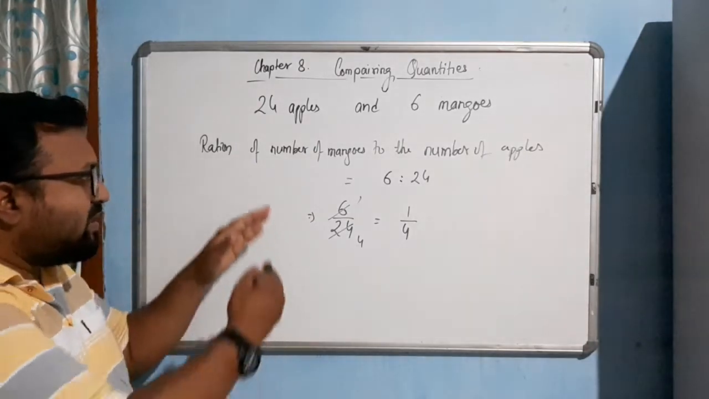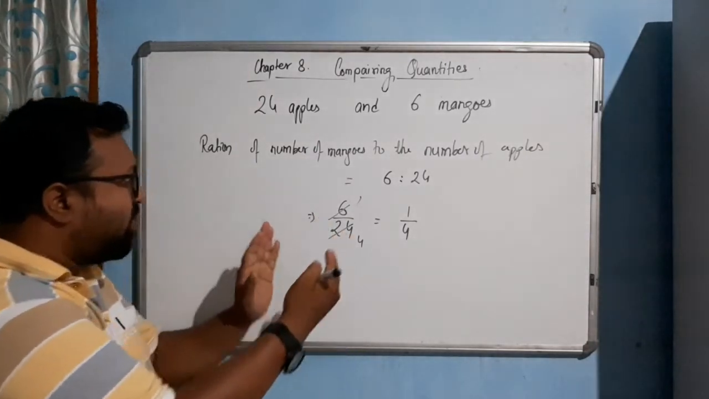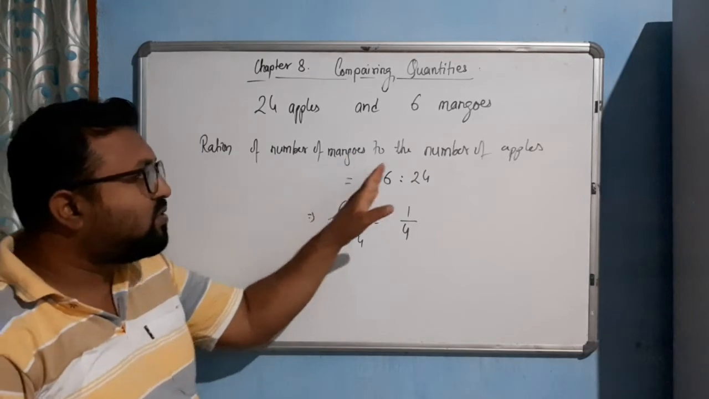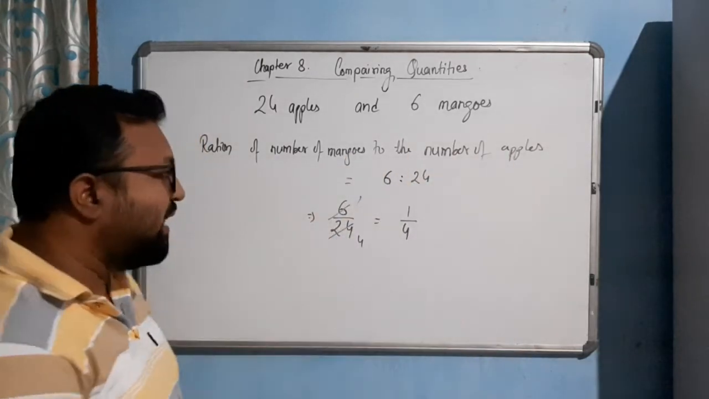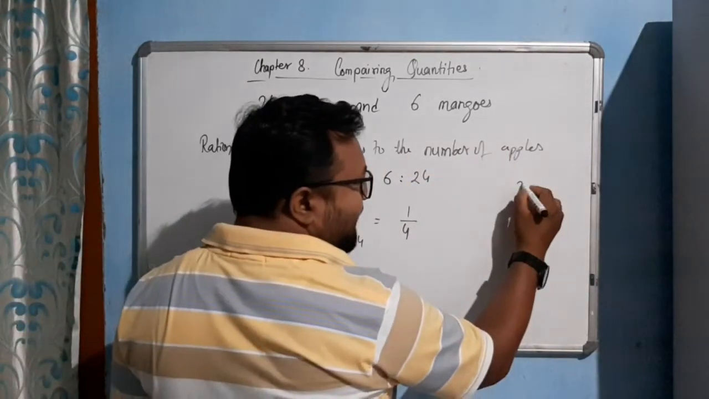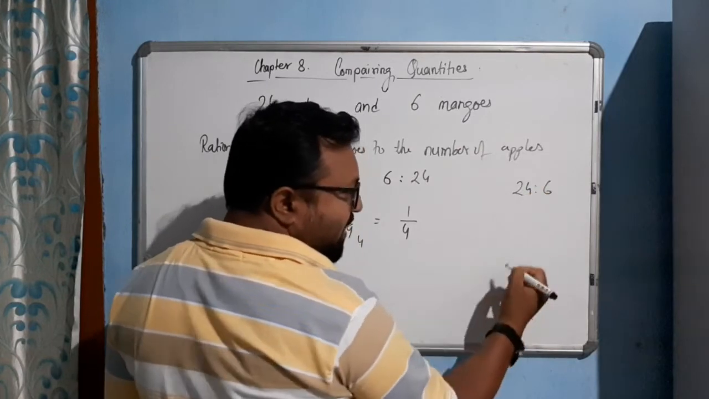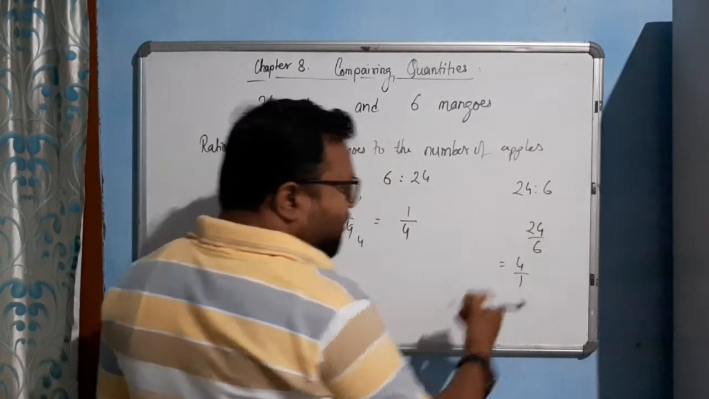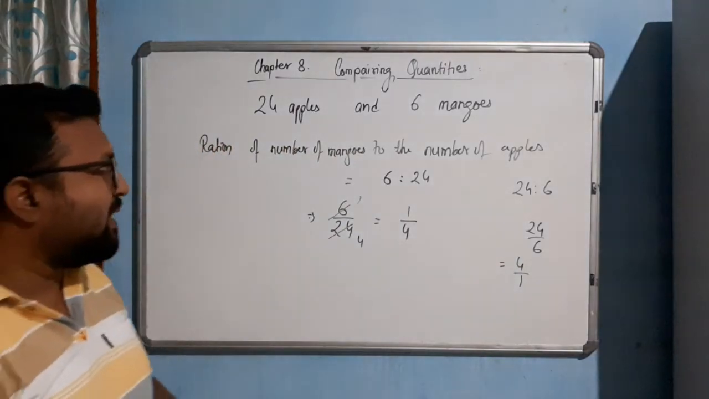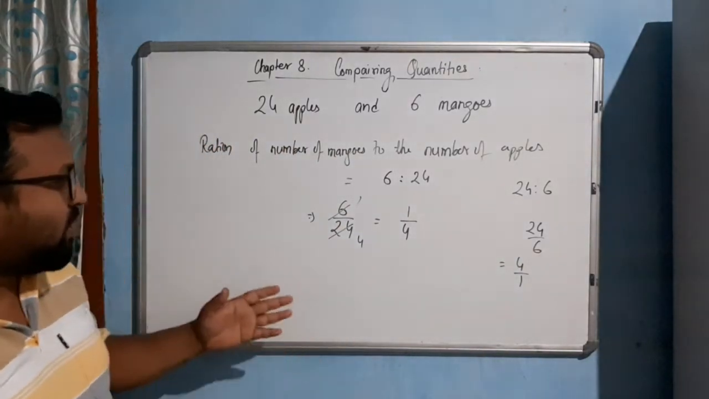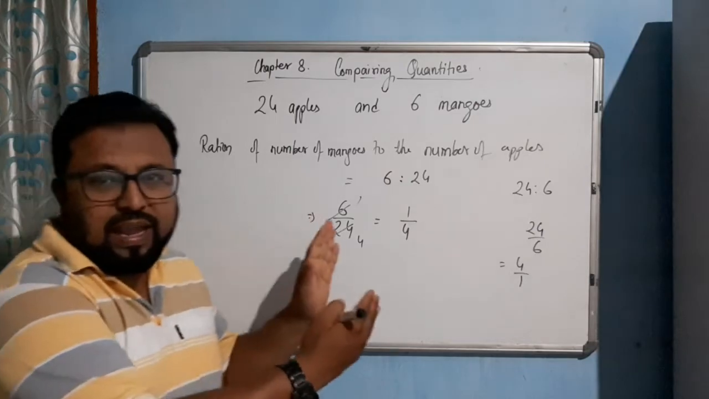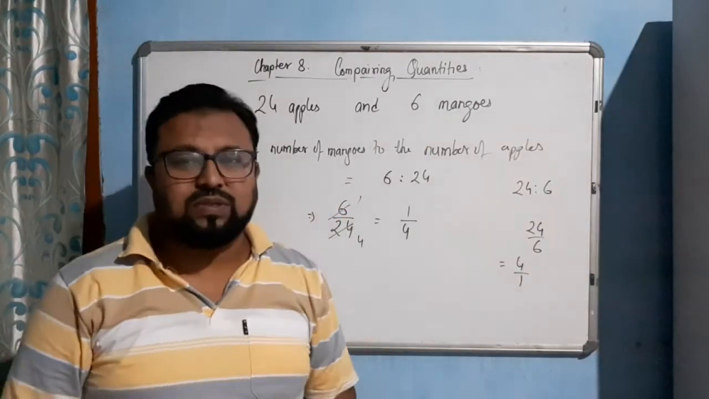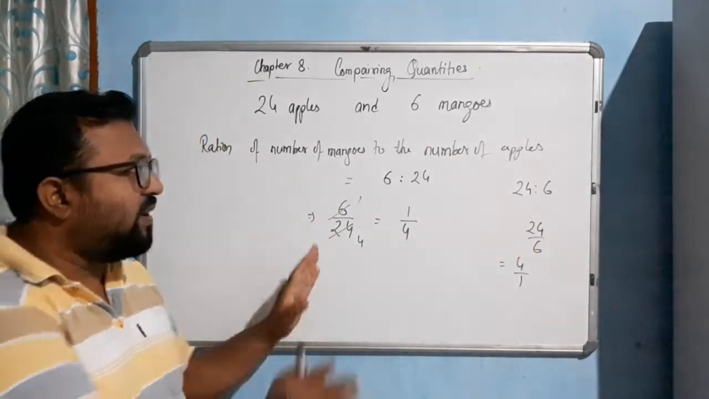Now if we interchange it, suppose the ratio of the number of apples to the number of mangoes, then in that case it will look like this: 24:6, means 24 by 6, means 4 by 1. So we can say that the number of apples is 4 times the number of mangoes. So it's very simple. I think you have understood this part.